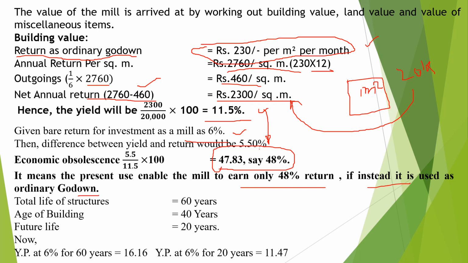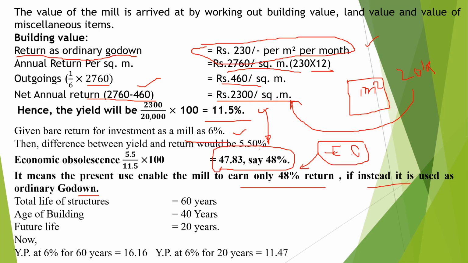So next, this is your economic obsolescence. Economic obsolescence is 48%. Now we will calculate physical obsolescence or physical depreciation.